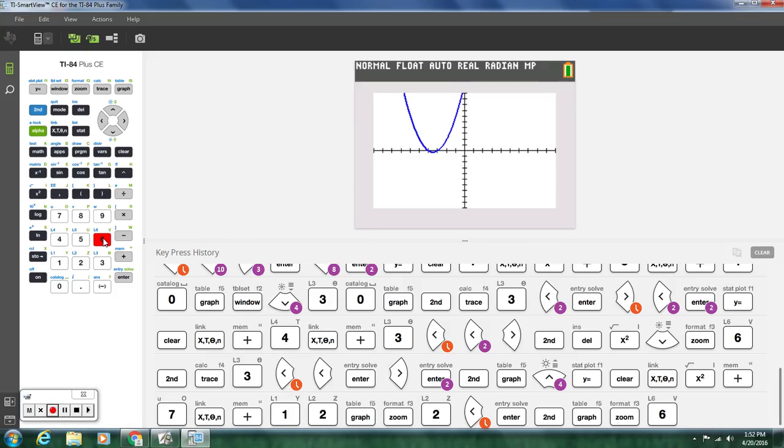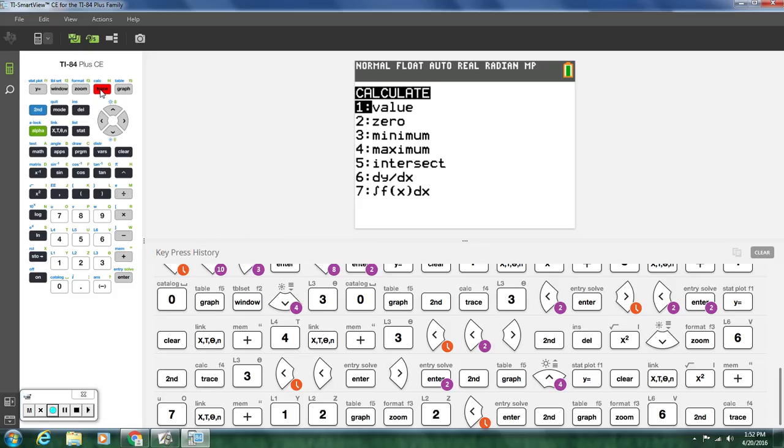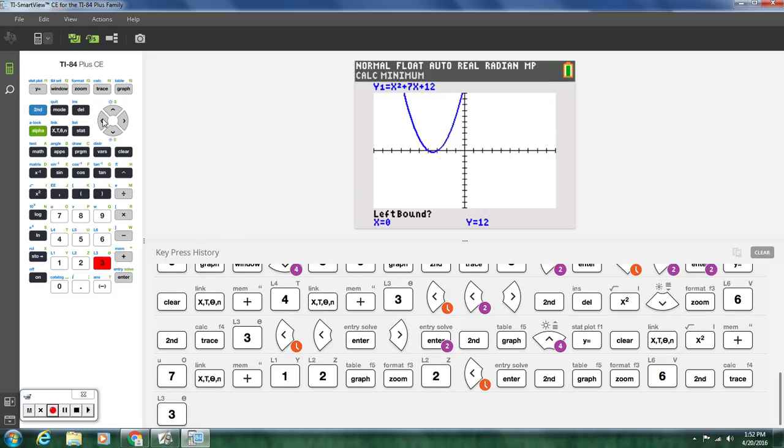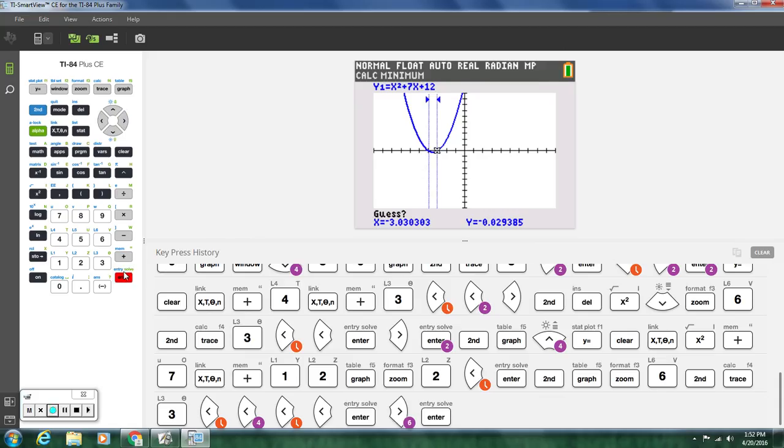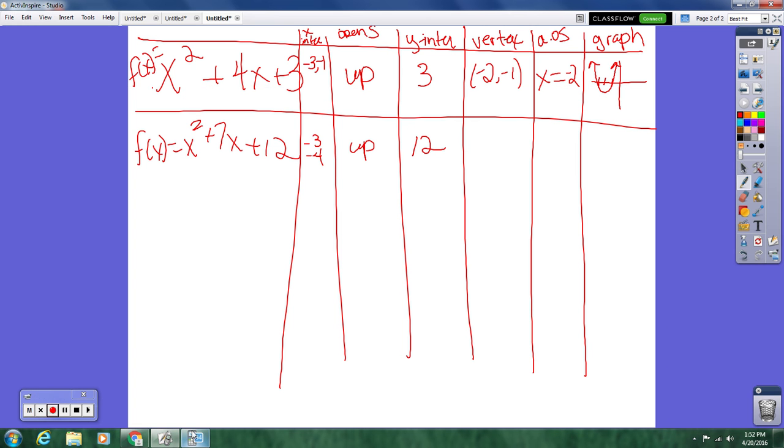Vertex. How do we do the vertex minimum? Second, calculate a minimum for number 3. I know I'm at 0, 12, so I'm up here somewhere. So I got to move my cursor back down to the left, and right to the left of it, and to the right of it, and hit enter one more time. So it looks like -3.5 and -0.25. So -3.5, -0.25. So there's my vertex.